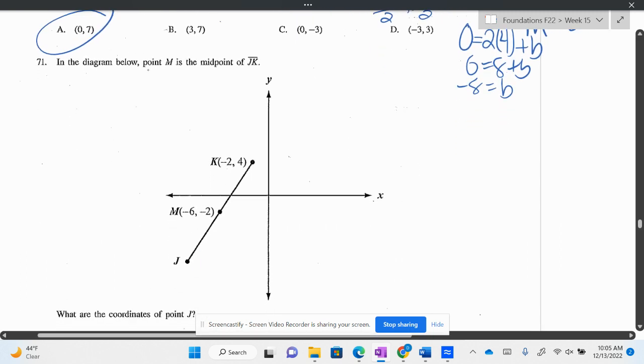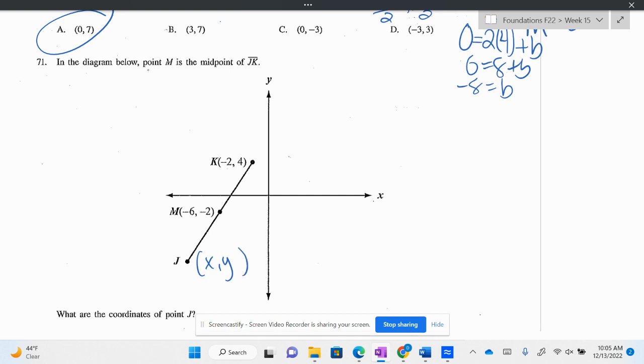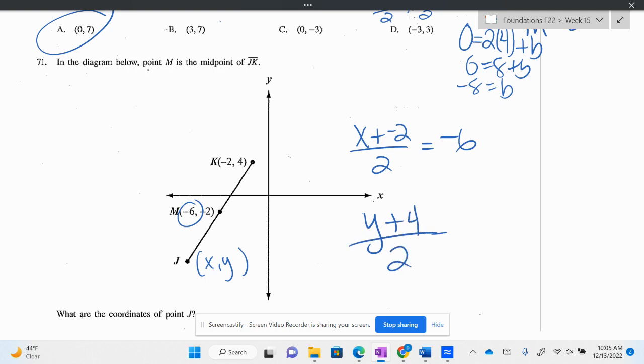Here, you're given the midpoint and you're trying to find j. So remember that the x coordinates, x plus negative 2 divided by 2, has to equal the x coordinate of your midpoint. And the y coordinates, y plus 4 divided by 2, has to equal the y coordinate of your midpoint. Multiply both sides by 2. Sorry, that's 2 over 1. So x minus 2 equals negative 12.